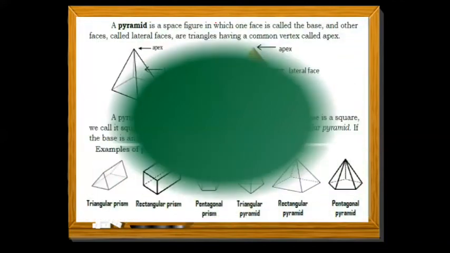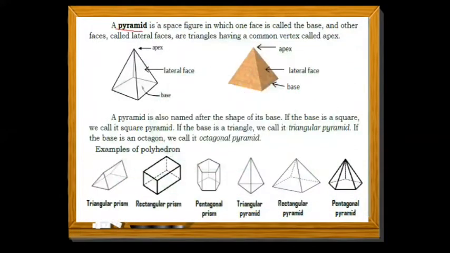Okay, and then a pyramid. A pyramid is a space figure in which one face is called the base and other faces called lateral faces are triangles having a common vertex called the apex. Yan. Isa lang yung kanilang apex. Ito yung apex niya. Ito yung lateral face niya. And then yung kanyang base nasa ilalim.